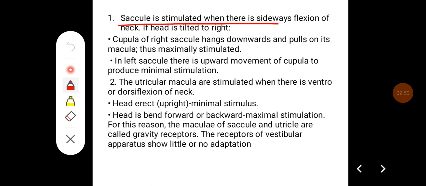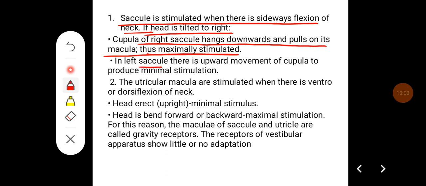The saccule is stimulated when there is a sideward flexion of the neck, that is if the head is tilted to the right, the cupula of the right saccule hangs downwards and pulls on its macula, thus maximally stimulated. In the left saccule, there is upward movement of the cupula to produce minimal stimulation.